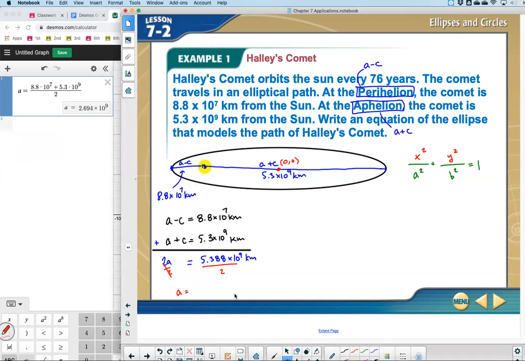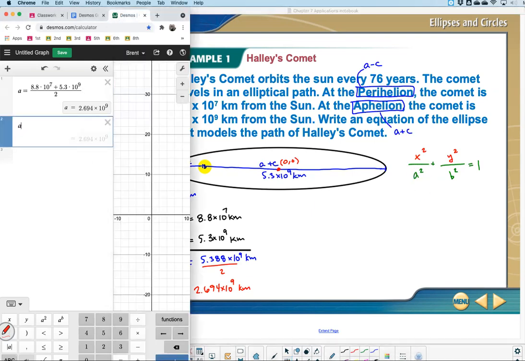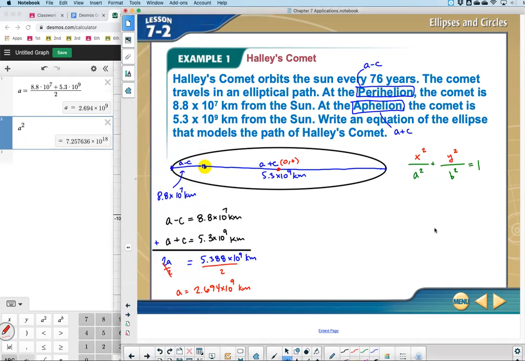Okay, so now I know a is 2.694 times 10 to the 9th. This would be in kilometers. The formula wants a squared. Let's figure out what that is. Ooh, let's round this to the nearest tenth. So in this problem, we will have x squared over, I'm going to call this 7.3 times 10 to the 9th. This will be in kilometers, this equation.